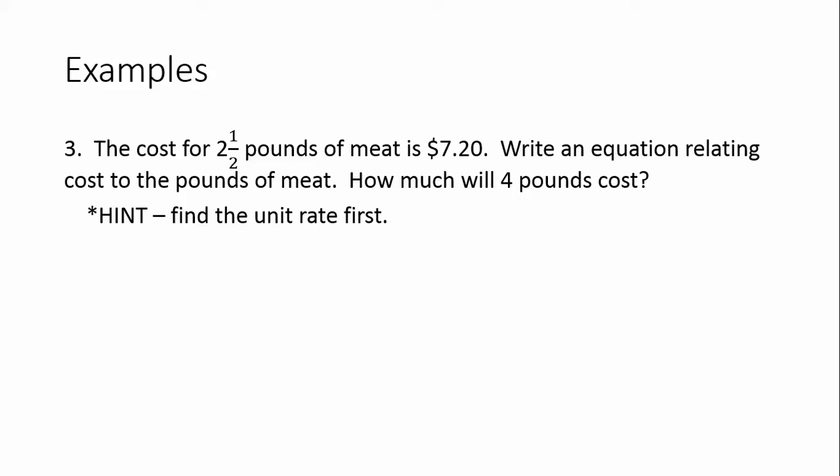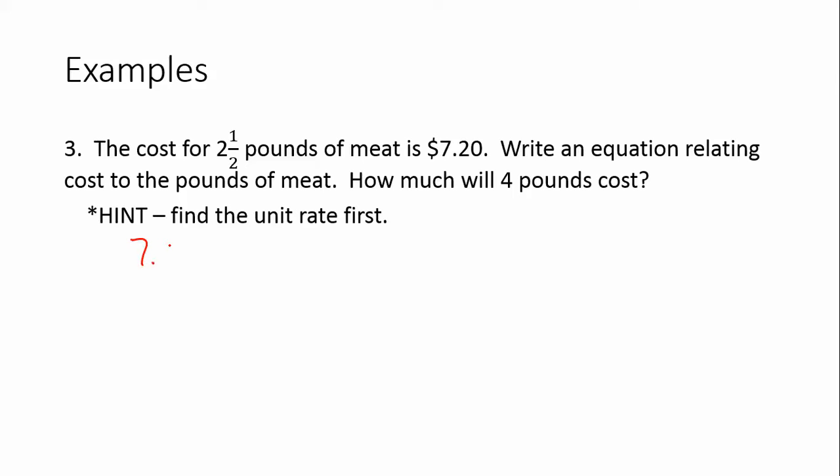Now we're going to look at a couple of real-world examples. We're going to find that constant of proportionality, which we also think of as the unit rate. So it says that the cost for 2.5 pounds of meat is $7.20. We want to write an equation that relates the cost to the pounds. So we want to know if I buy X amount of pounds, how much is it going to cost me? And then in the end, we want to also find out how much will 4 pounds cost. So the hint here is to find the unit rate first. So we want to know how much per pound.